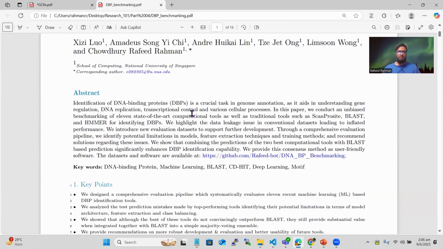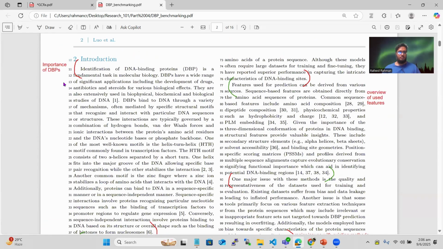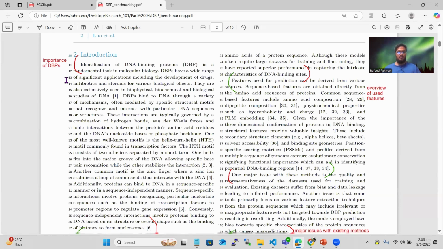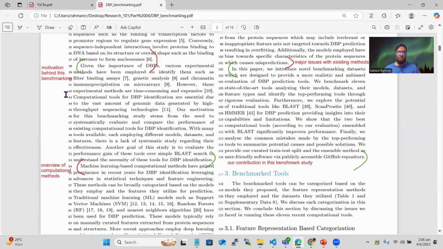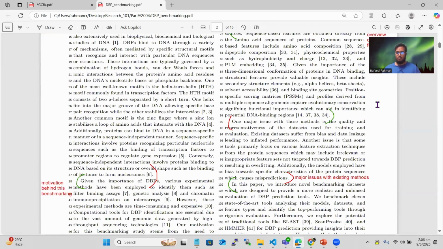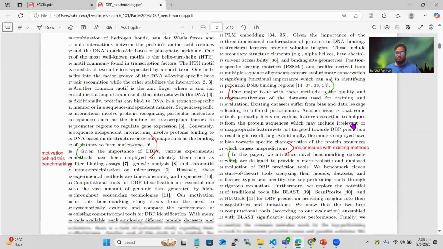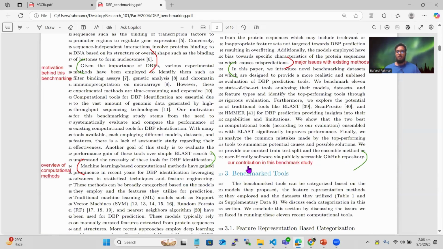Like before, we write an abstract summarizing our contribution. Then we have the introduction section. Here we first start with the importance of DBPs, the DNA binding proteins. Then we talk about the motivation behind our benchmarking study, an overview of the computational methods which we benchmark, and an overview of the features used in these tools. Then we talk about the major issues with the existing methods, and finally our contribution in this benchmarking study. After reading the introduction section, people already know what to expect, and if it is not relevant to your work, they can skip the paper. That is the beauty of the introduction section.